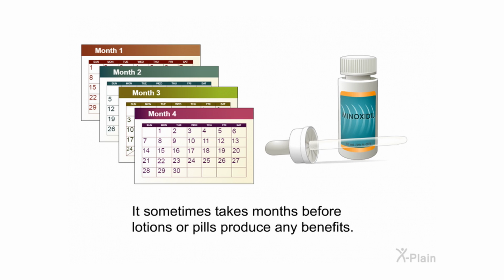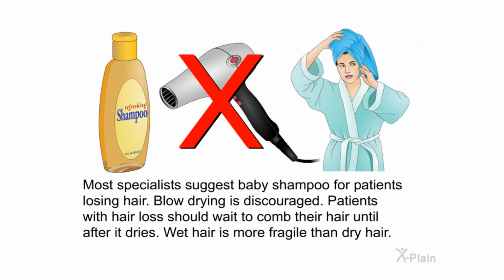It sometimes takes months before lotions or pills produce any benefits. Most specialists suggest baby shampoo for patients losing hair. Blow drying is discouraged. Patients with hair loss should wait to comb their hair until after it dries. Wet hair is more fragile than dry hair.